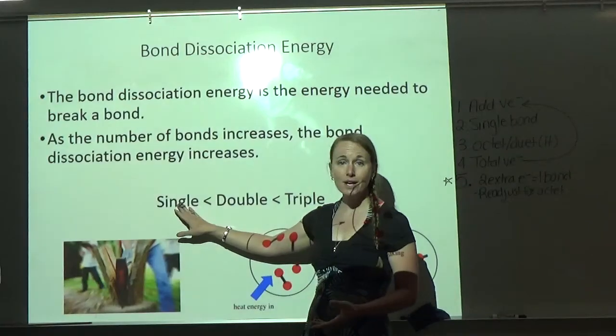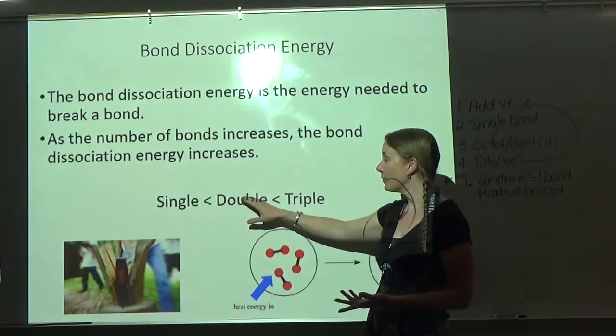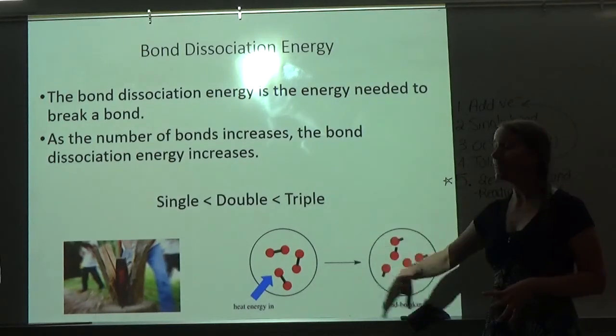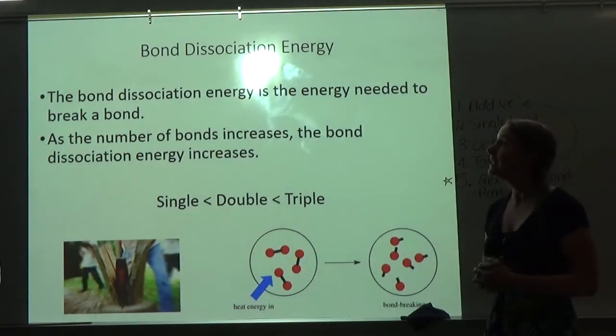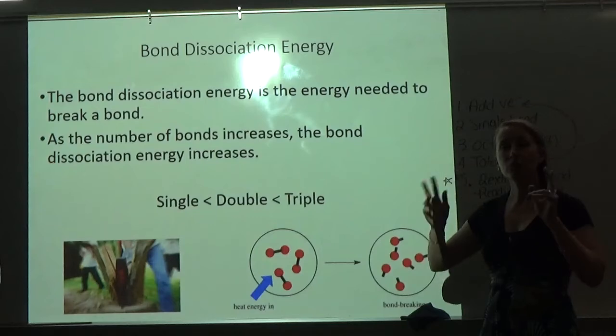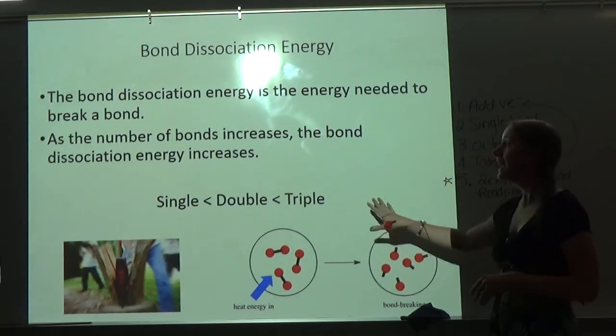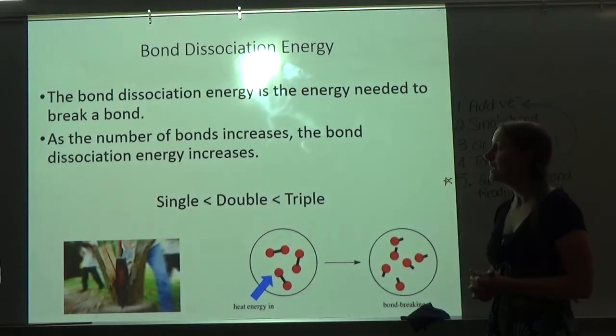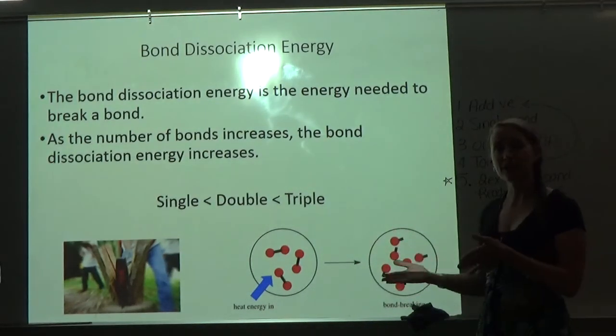So single bonds take less energy to break than a double bond and then a triple bond, because of course, for a triple bond, you're breaking 3 bonds at once. Now, every type of bond, depending on what elements it has, has its own bond enthalpy, which is the energy required to break a bond. We'll look at some of those a little later in the chapter.